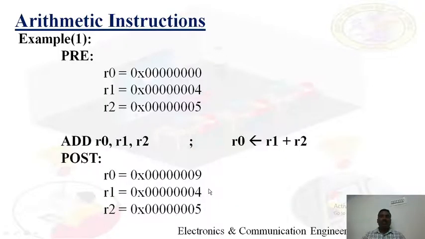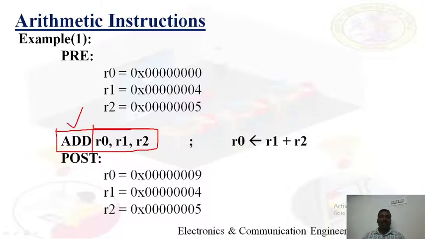Okay, so now let us look into some examples related to these arithmetic instructions. Look into this first example. It is a simple addition instruction. We have not appended the conditional and status field. This ADD indicates the mnemonic, nothing but the instruction field.